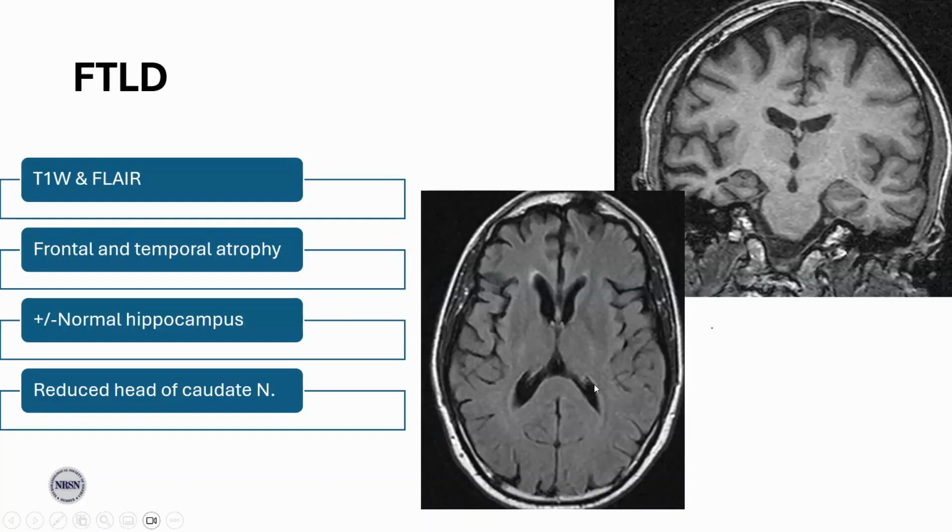Now, for this flare image, you can appreciate this slightly hyperintense area, which is in the region of the head of the caudate nucleus. It is seen on the left here. However, there is little or nothing seen on the right here. This also increases the diagnostic yield for a frontotemporal lobar degeneration. So when you see frontal and temporal atrophy, please look at the head of the caudate nucleus as well.